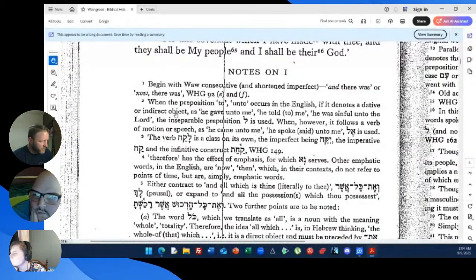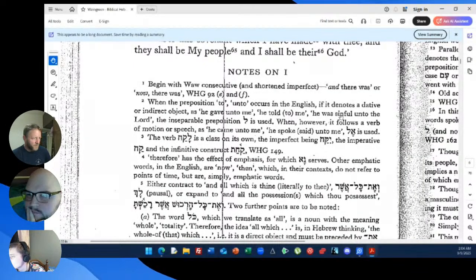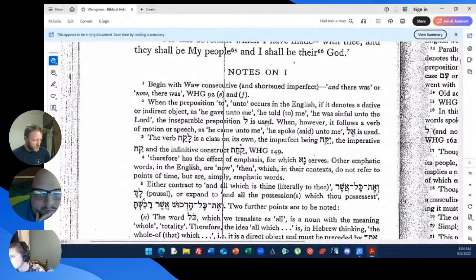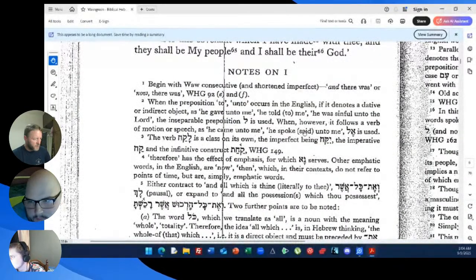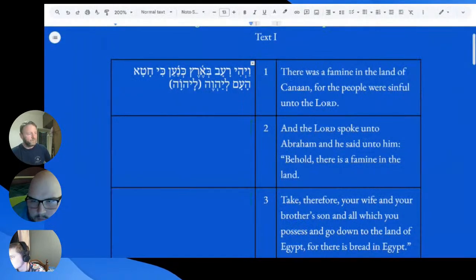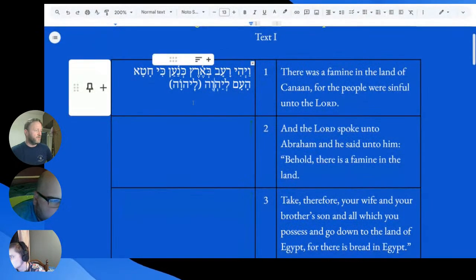The note number 2 says, when the preposition to or unto occurs in the English, if it denotes a dative or indirect object, as he gave unto him, he told to me, he was sinful unto the Lord, the inseparable preposition lamed is used. When, however, it follows a verb of motion or speech, he came unto me, he spoke or said unto me, el is used. I don't know if that's always true, but it's a good rule of thumb. Okay, so Vayehi ra'av be'eretz Canaan ki chata ha'am la'Adonai.